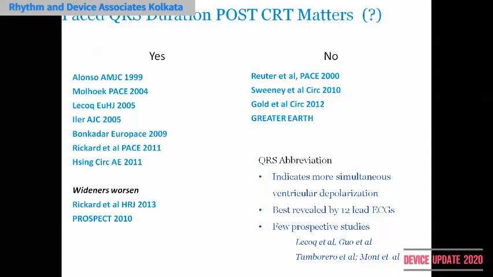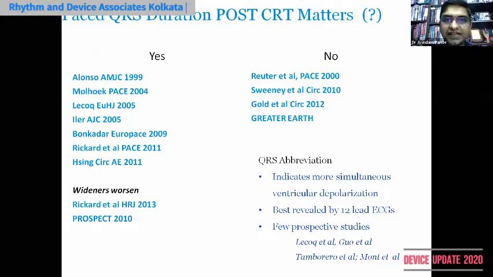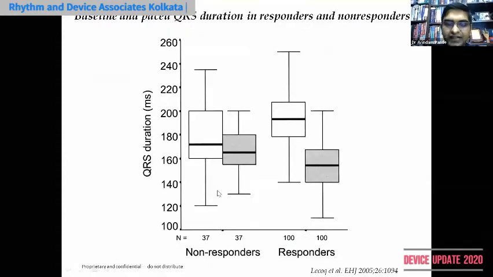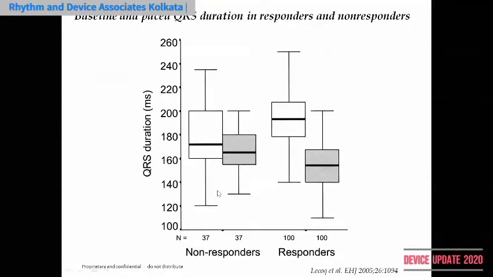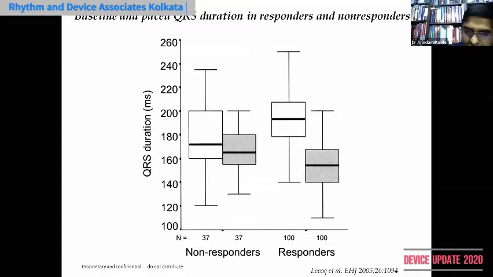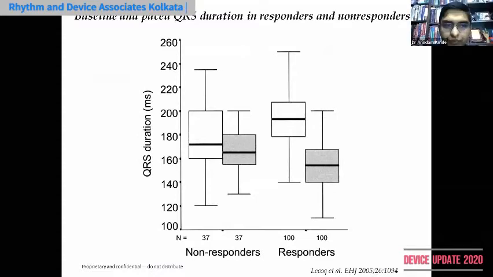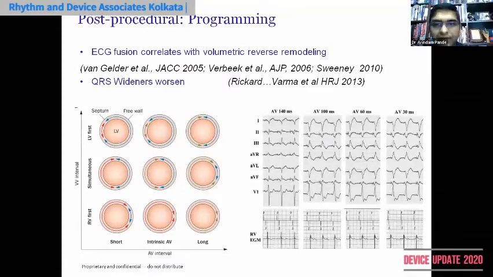Multiple studies have evaluated that, and in fact, most of the studies found it is the QRS duration post-CRT which matters the most. And you can see, between non-responder and responder, there is a clear-cut difference in terms of QRS narrowing. So anybody who got a very wonderful reduction of QRS duration is supposed to be a responder with this novel therapy, cardiac resynchronization therapy.